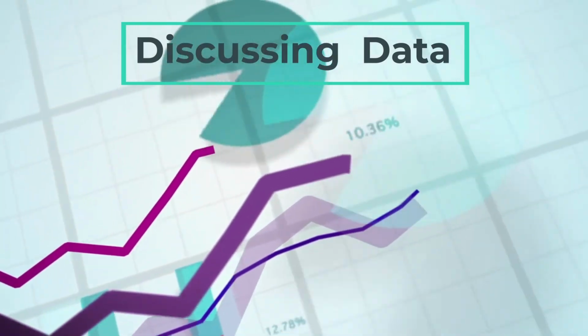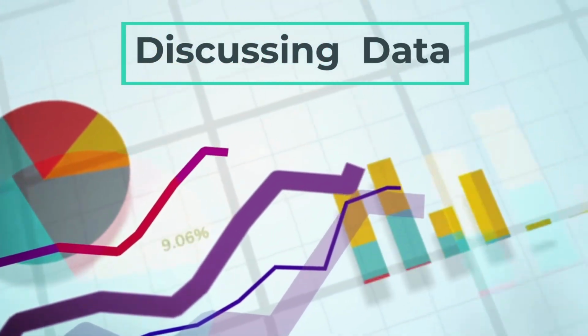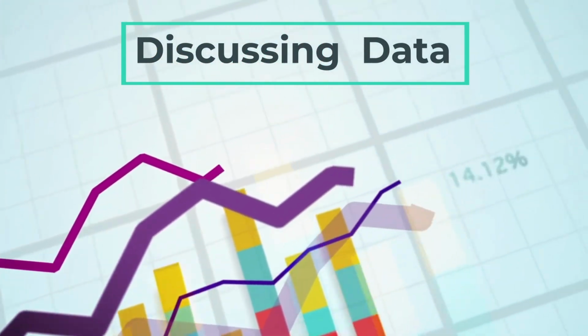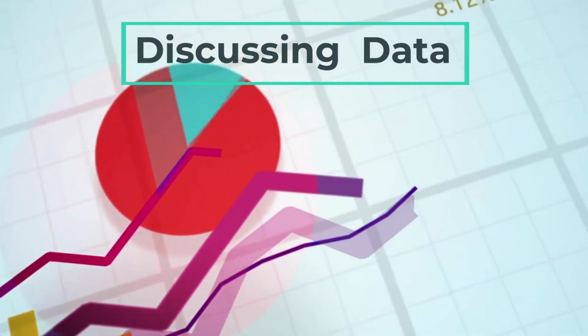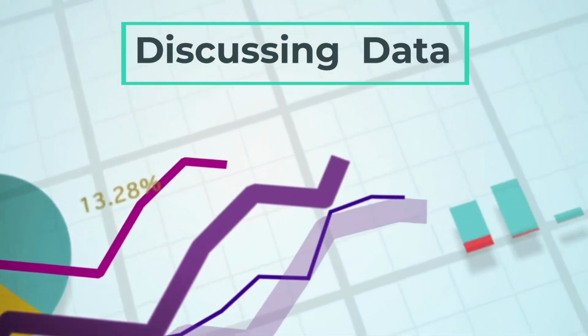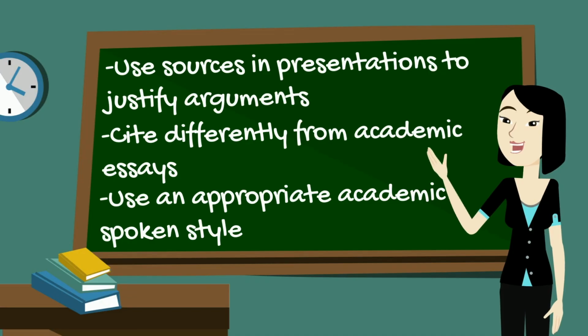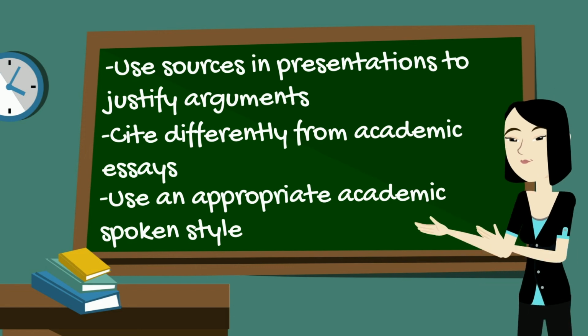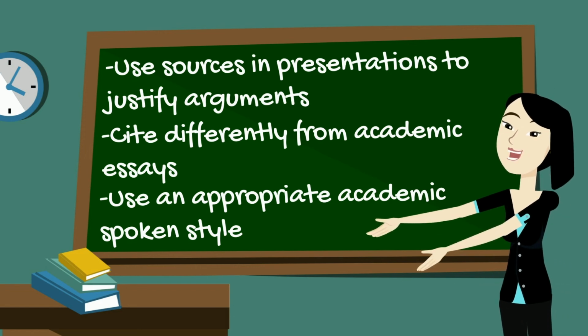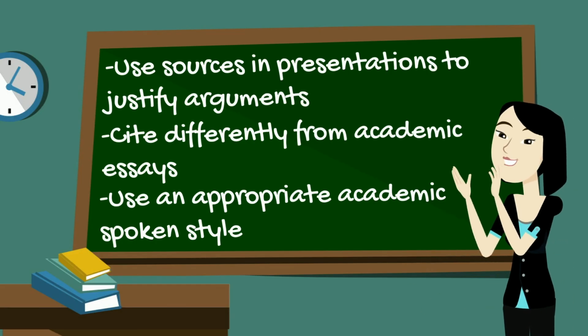One thing to remember when you use tables or graphs or other illustrations, presenters usually discuss how the data illustrates your points. As we have seen in this video, in academic presentations, we will still need to use sources as evidence to justify our arguments, but we cite these in different ways to a written essay in order to help us create an appropriate academic spoken style.